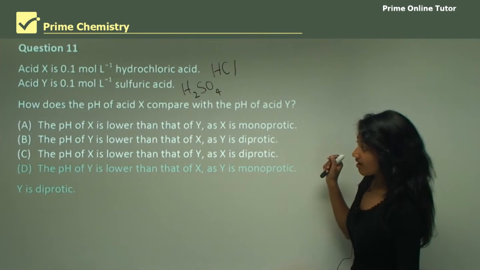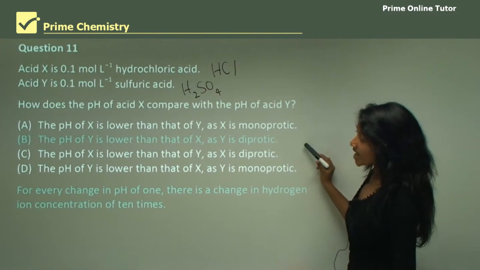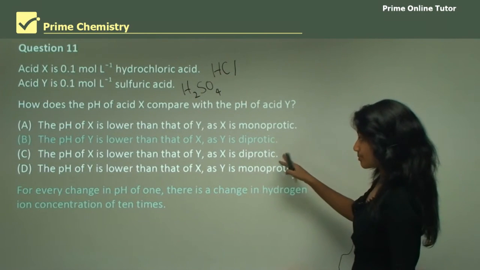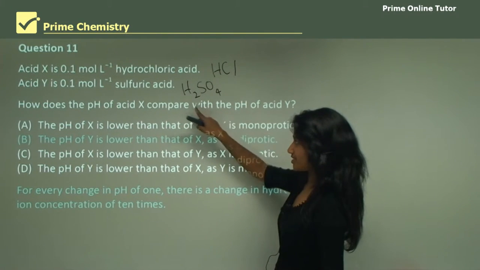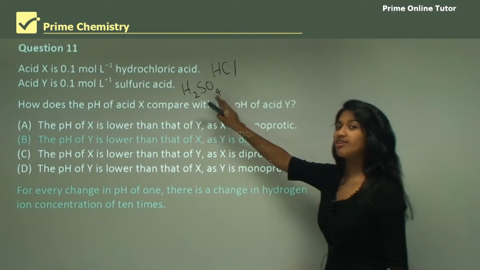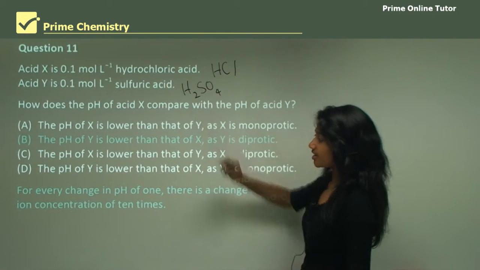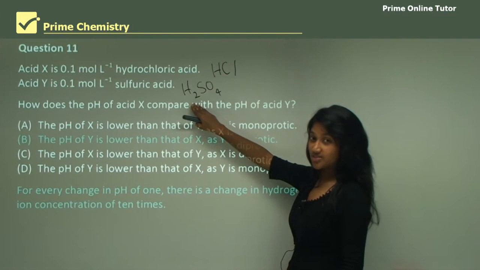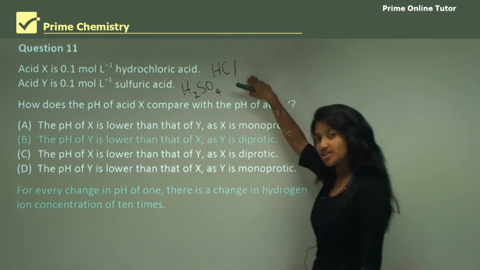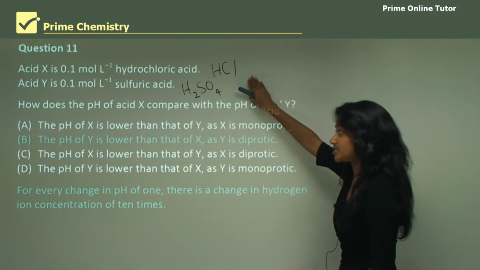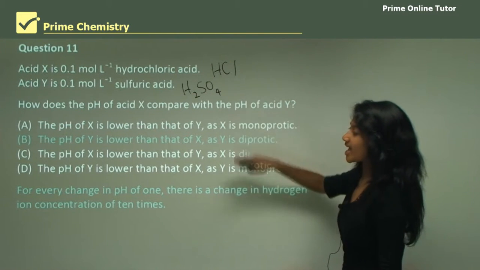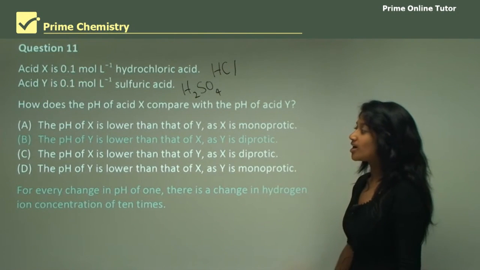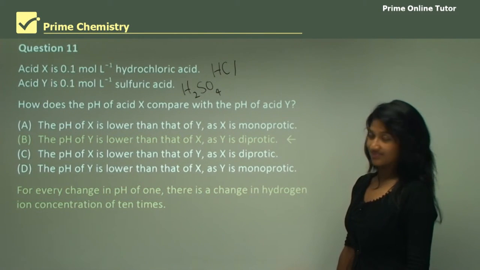Considering option B now, the pH of Y is lower than that of X, as Y is diprotic. Y is diprotic because it's H2SO4, meaning there are two hydrogens it can donate. The pH is lower because of the higher concentration of hydrogen ions compared to the concentration of hydrogen ions in HCl, making it a more acidic solution, therefore a lower pH. So B is the correct answer.